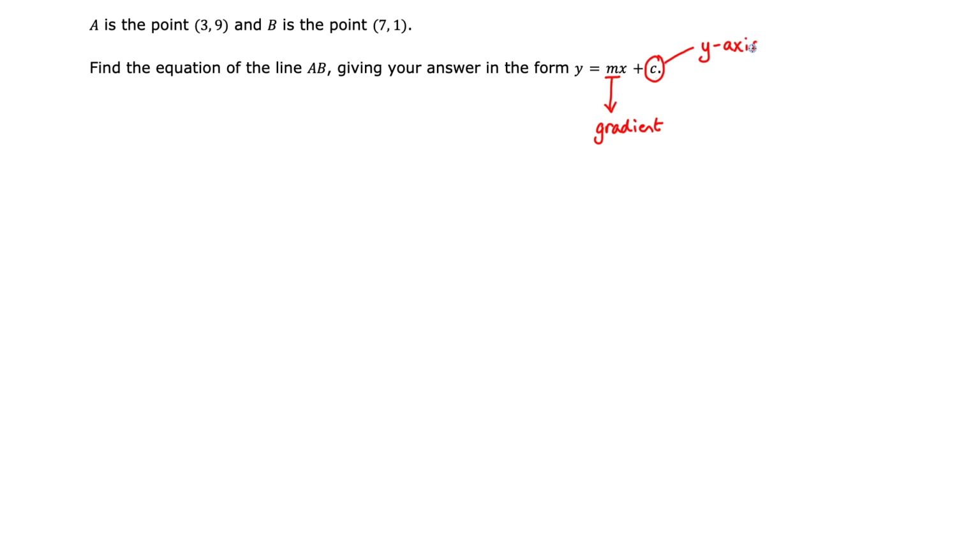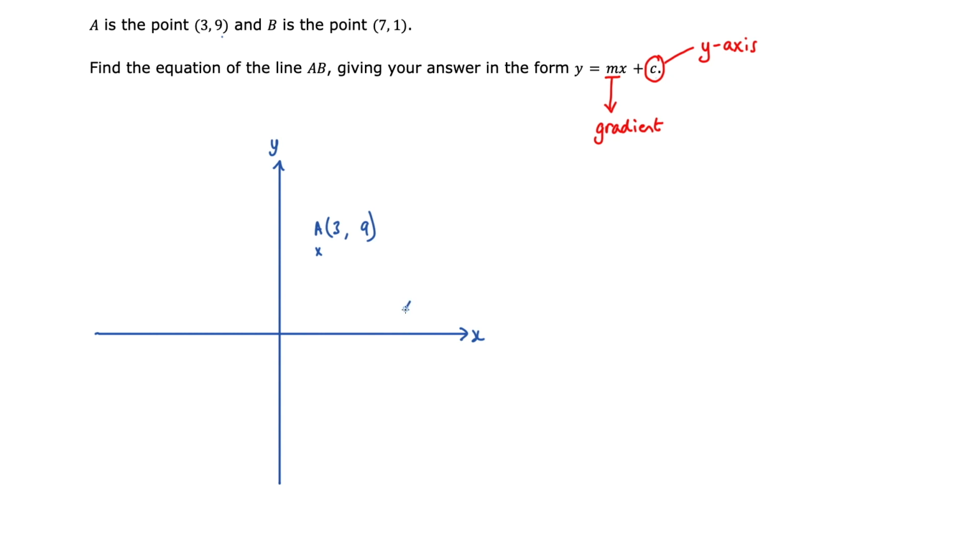So if we think about this, if we had a set of axes here, let me just draw in some axes. So we've got the vertical, horizontal, let's label that x, and this is y. The point A is 3, 9, so it'd be somewhere like this. This is the point A, which is 3, 9. The point B, 7, 1, so 7 along, 1 up. Let's say that is the point B, and that is 7, 1.